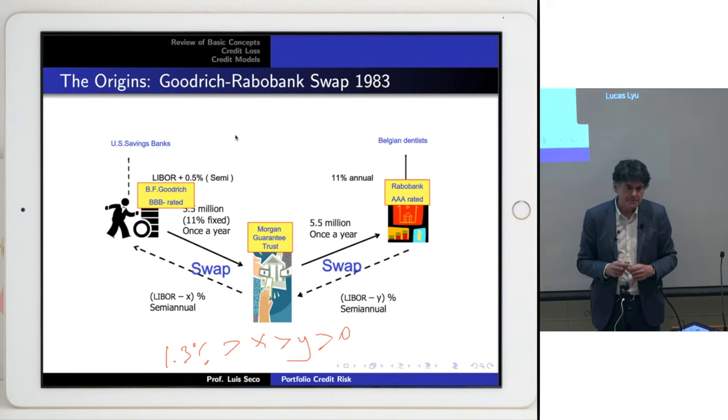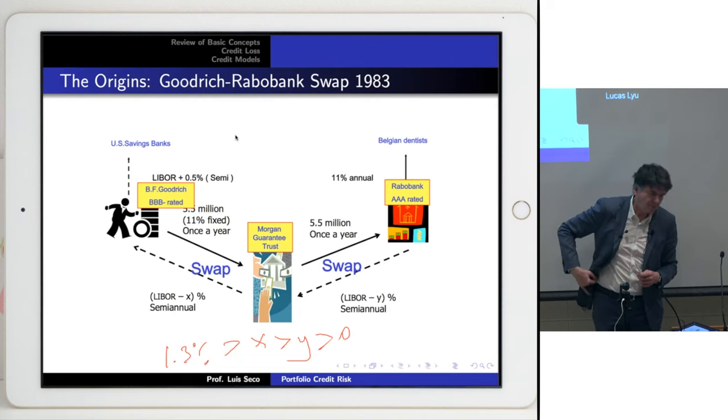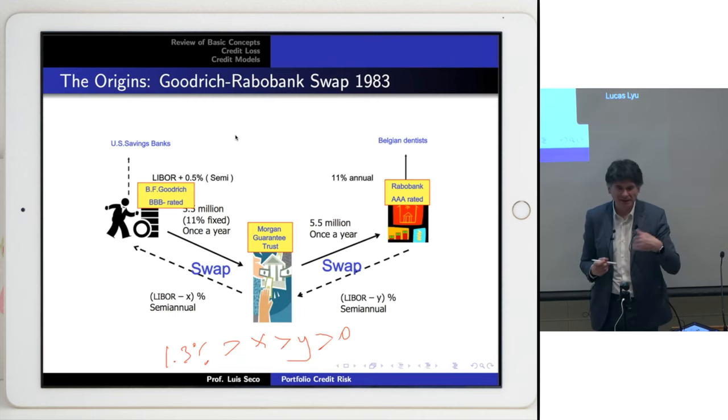Yes? But the reason why Goodrich was not able to get this from the beginning was because he had bad credit. Yes. So how does this... Okay, so you are advancing what my next question was going to be. But I'm going to put it differently, okay? So it looks like this is a good deal. Everybody likes this deal, right? Except who is the one who is at risk?